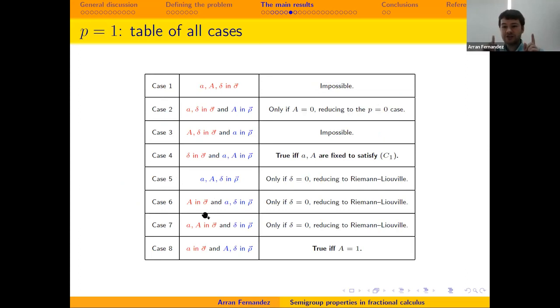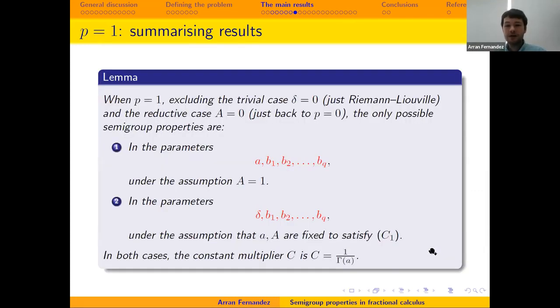The interesting ones are just cases 4 and 8, which I put in bold. Case 4, we conjecture is impossible, but we must include it as a possibility. Case 8 is a real semigroup property for sure. So here we have a lemma summarizing the results for p equals 1. We exclude the trivial and reductive cases.